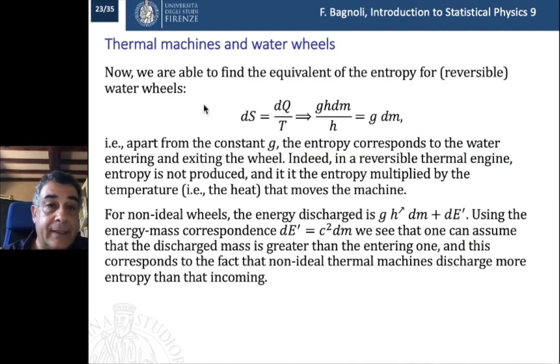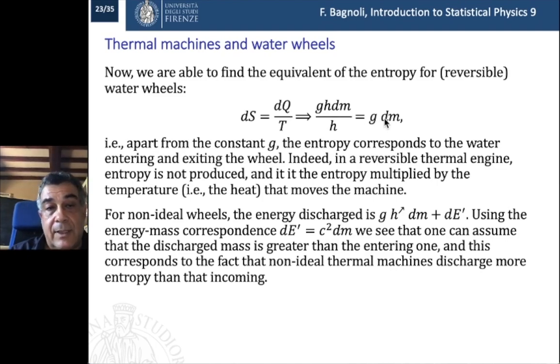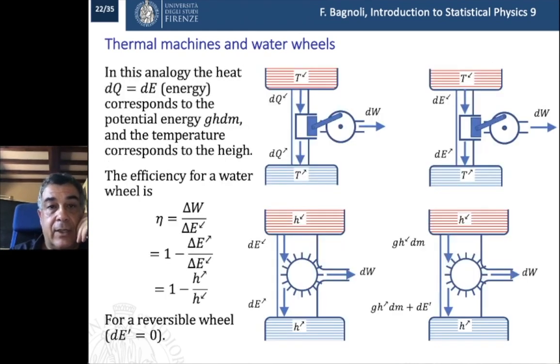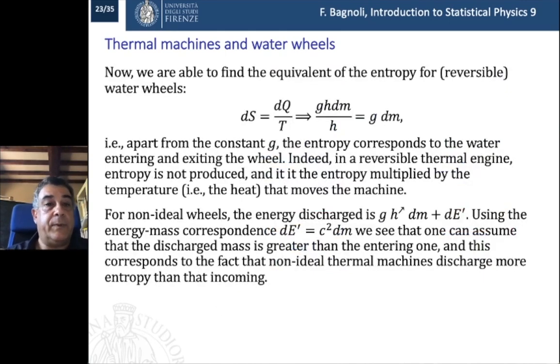Now we can use it to find the equivalent of the entropy. I mean, the entropy is just dQ over T, which is, by analogy, the energy entering, so g H dm divided by temperature, which is H. So essentially it is g dm, and g is just a constant. I'm not interested. So essentially the equivalent of the entropy for a water wheel is the amount of mass of water which is entering or exiting the engine. And so clearly this is the reason why I have to discharge heat in a thermal engine, because in a water wheel I have to discharge water because I cannot accumulate water inside the water wheel.